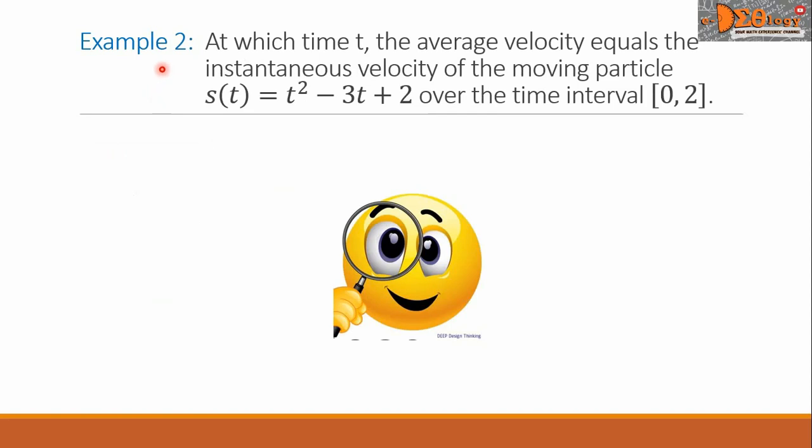Let us see example 2. At which time t does the average velocity equal the instantaneous velocity of the moving particle, where s of t is equal to t squared minus 3t plus 2, over the time interval from 0 to 2?